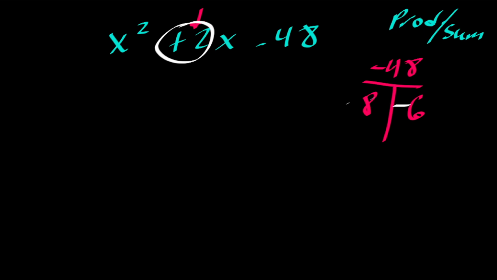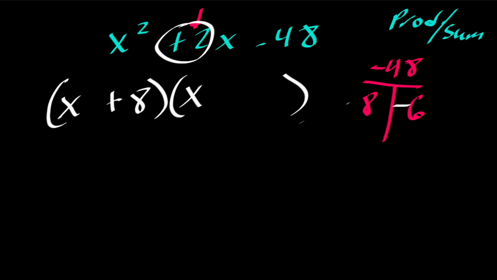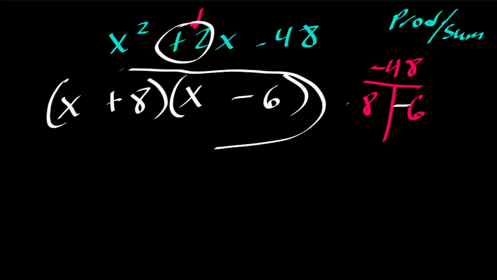So the 8 is positive and the 6 is negative. So then I would factor this and say, okay, my two parentheses are both going to start with x. I'm going to take positive 8 and make it plus 8. I'm going to take negative 6 and make it minus 6. And that's how I would factor this.